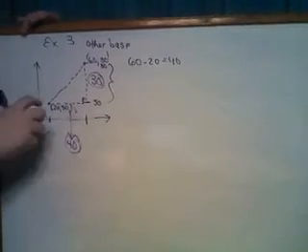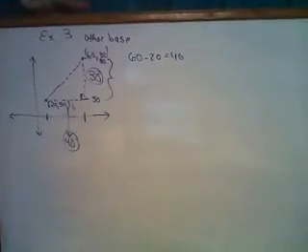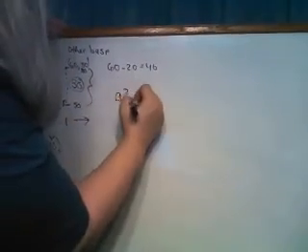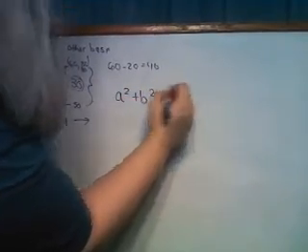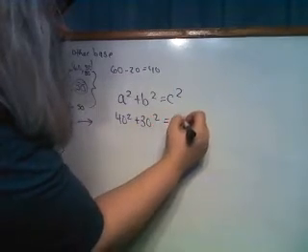Okay, so your job is, we got to find the distance from here to here. So we got to figure out your base from the other base. So this is a Pythagorean theorem problem. So I'm going to write out my formula. So I'm going to do 40 squared plus 30 squared equals C squared.